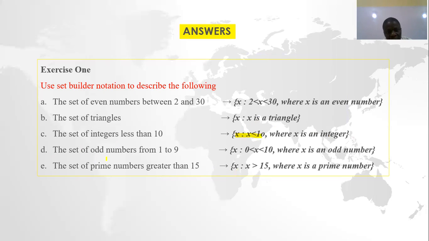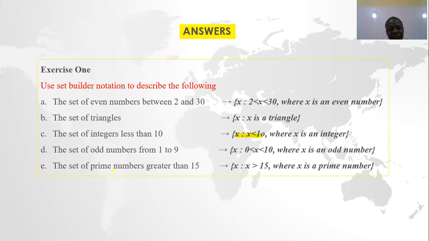This is the set of odd numbers from 1 to 9. So we can say x such that 0 is less than x, but x is less than 10, where x is an odd number, meaning all odd numbers that fall between 0 and 10 qualify to be part of this description.